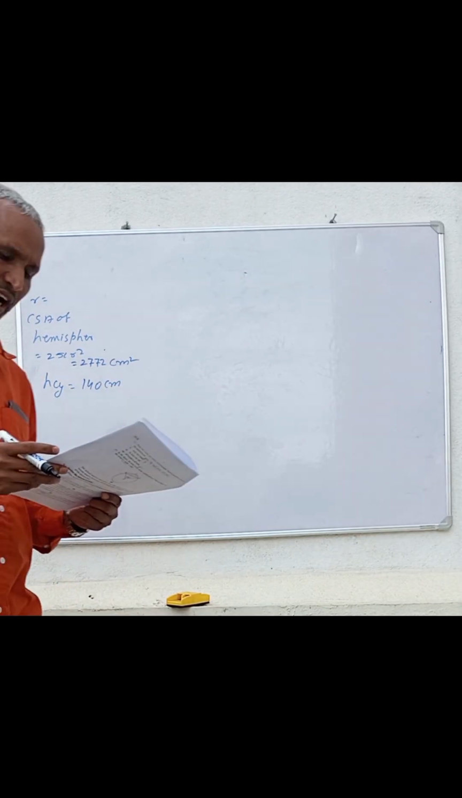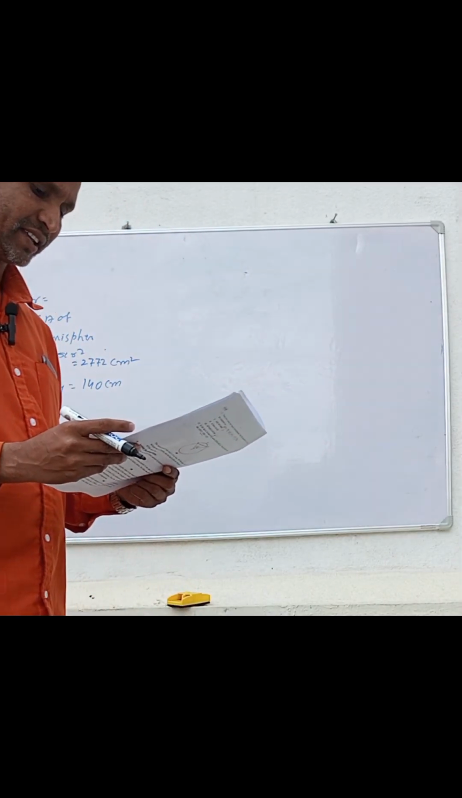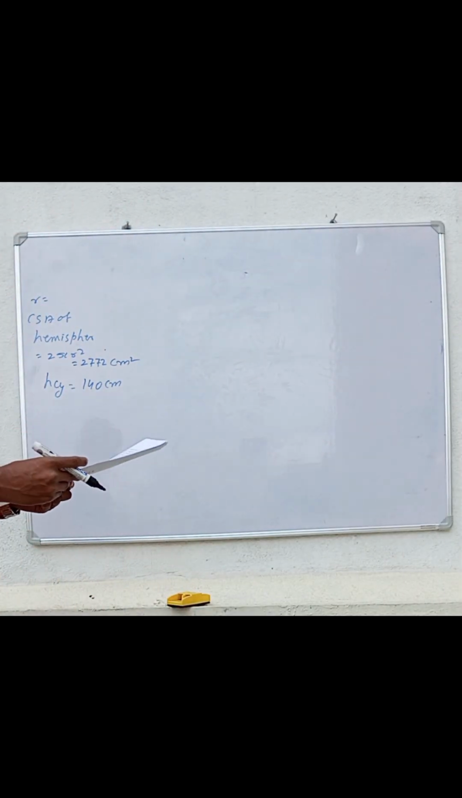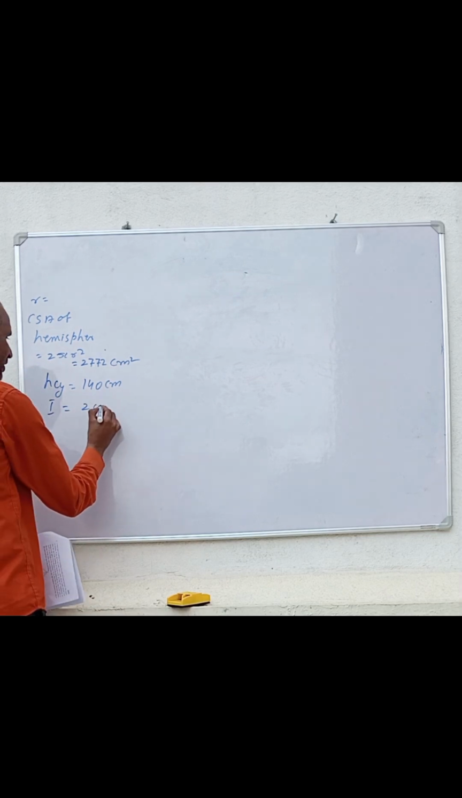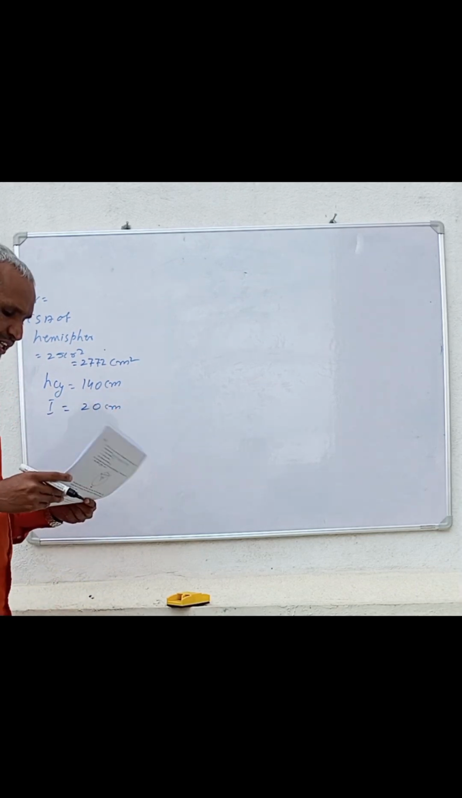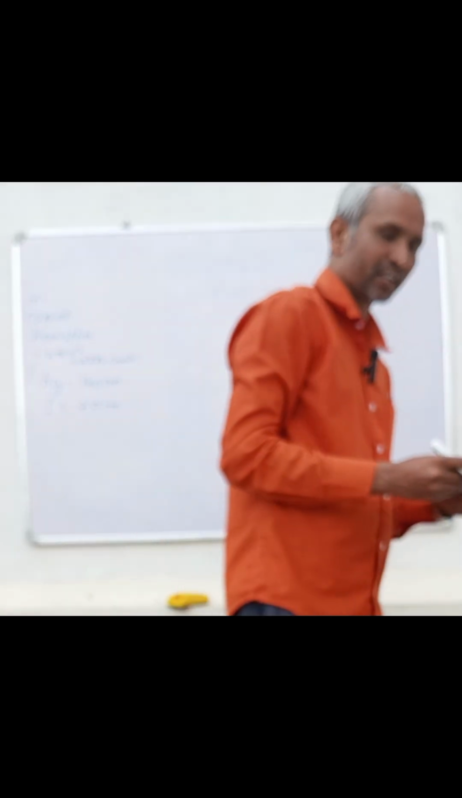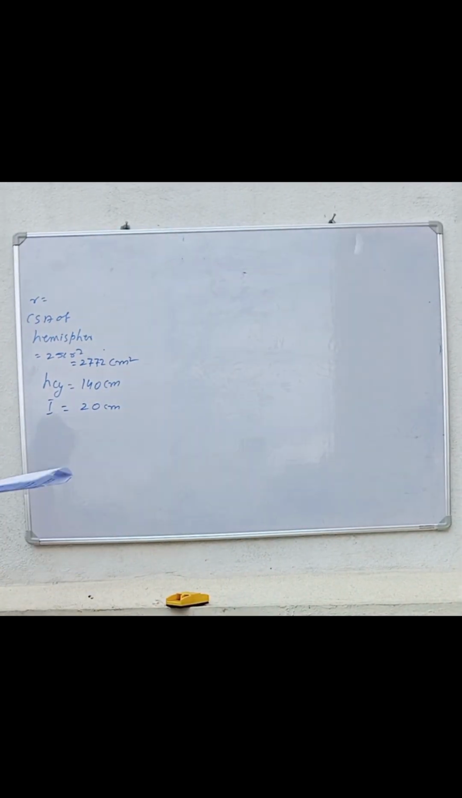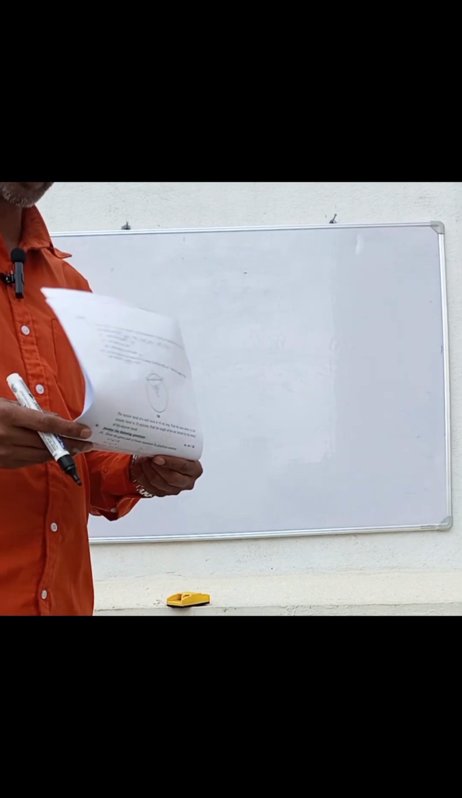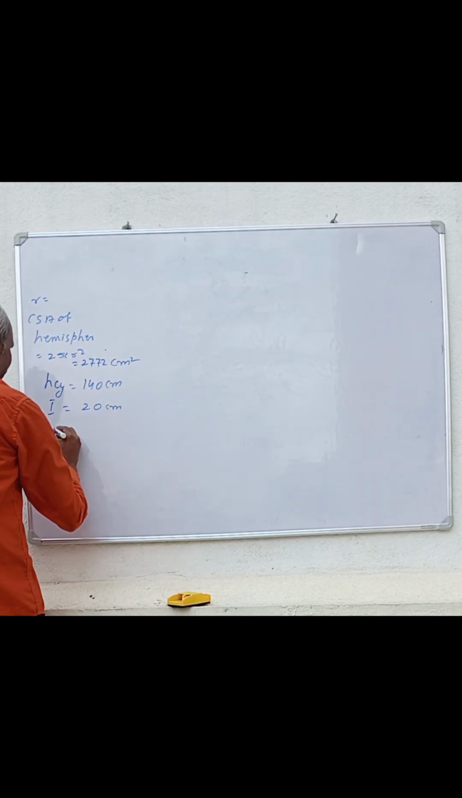After that I will also draw the diagram. Next, a water level indicator I is fixed at a height of 20 centimeter below the top of the cylinder, as shown in the figure. Water can be stored in the cylinder up to the level of the indicator, up to I it can be filled. Find the maximum amount of water that can be stored in the container, which means we are going to find the volume.